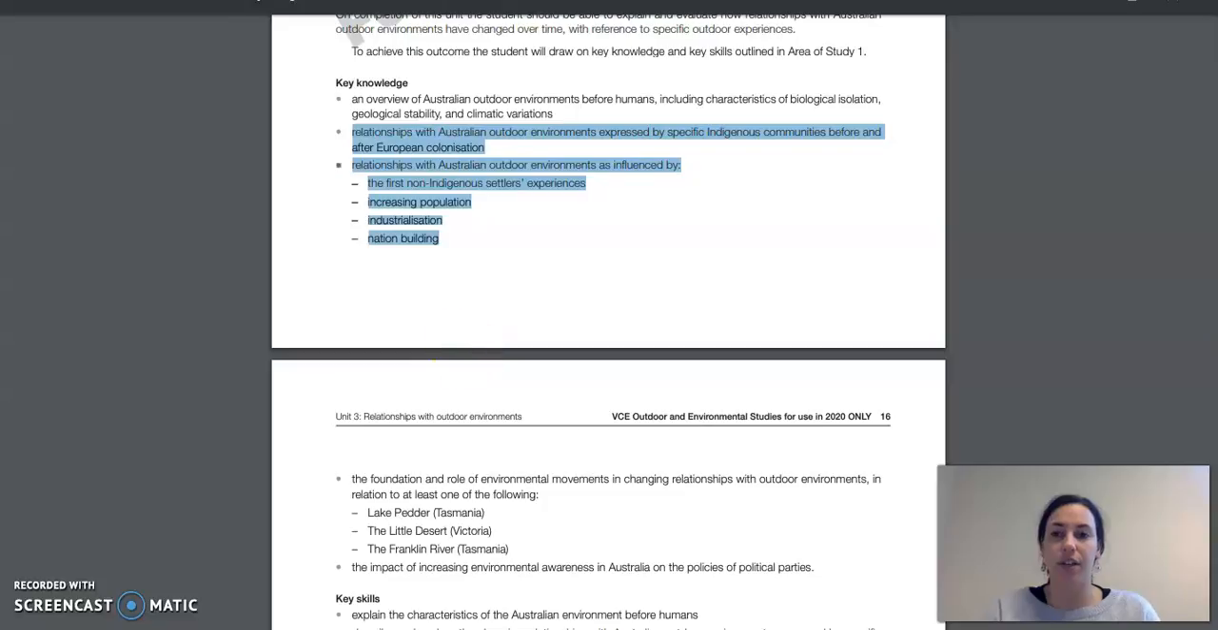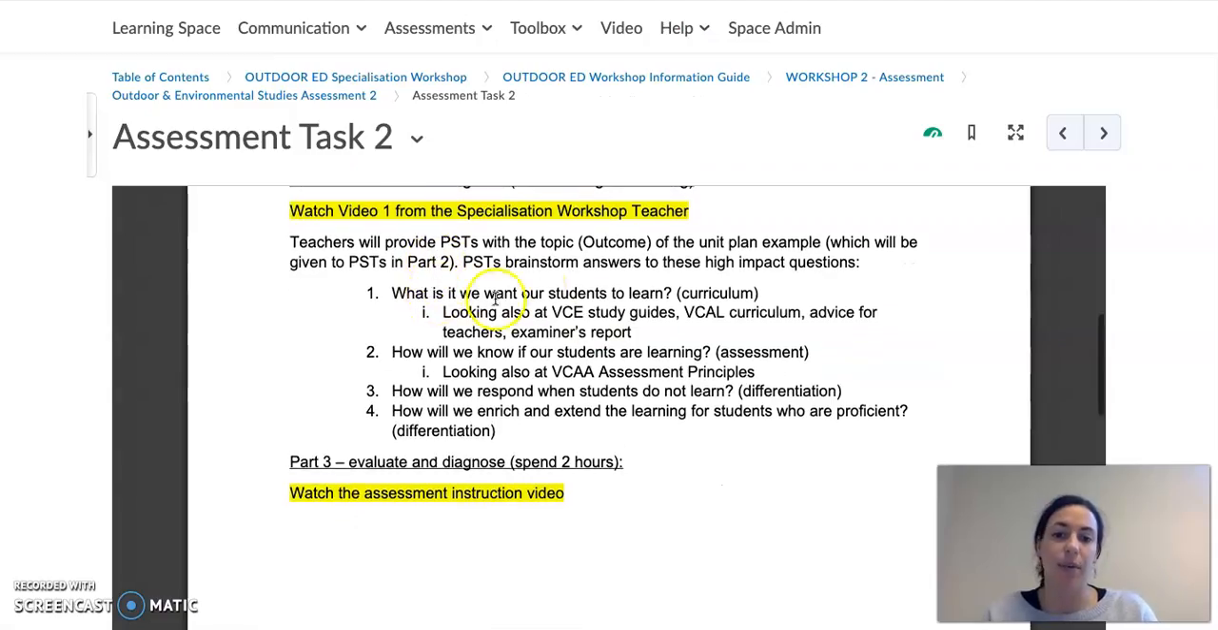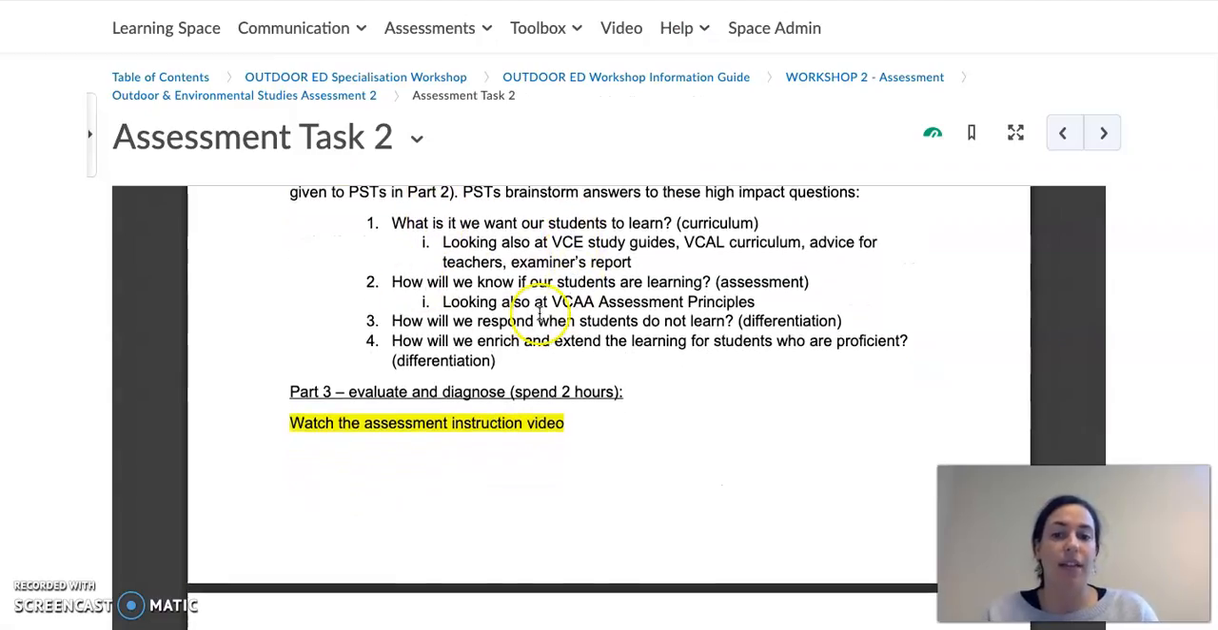So that's the first thing that you are looking at, is what is it that we want our students to learn? The second thing is, how will we know if our students are learning? So how are we going to be assessing our students, and how are we going to make sure that they are learning?